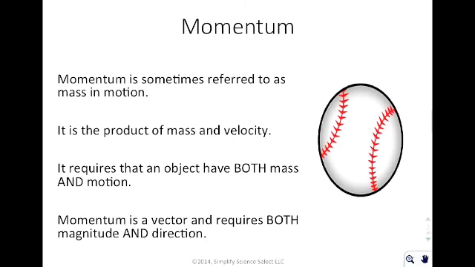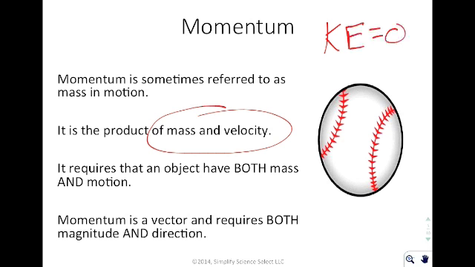So momentum, sometimes it's referred to as the mass in motion, and that's a pretty good description for it. Momentum requires two things. It requires both mass and velocity. So it's very similar to kinetic energy. Remember, kinetic energy was zero if the object was motionless. It's the same thing for momentum. The momentum is zero if the object is motionless. So unless the object is moving, it cannot have kinetic energy and it cannot have momentum. So it requires both mass and motion because it's a product of the two.